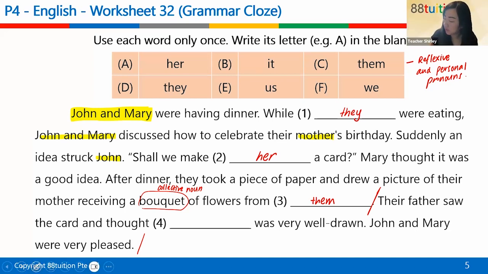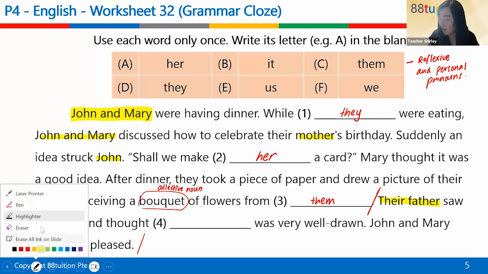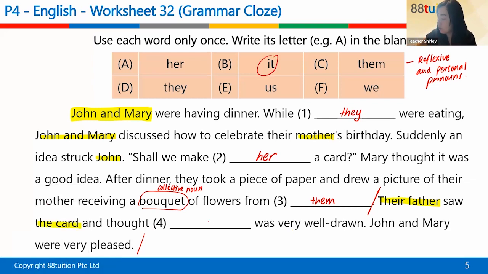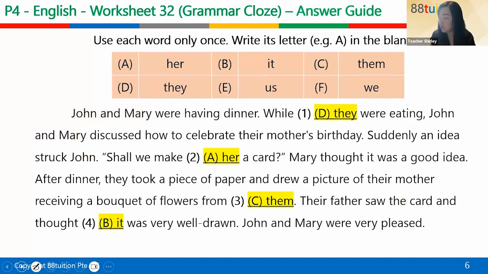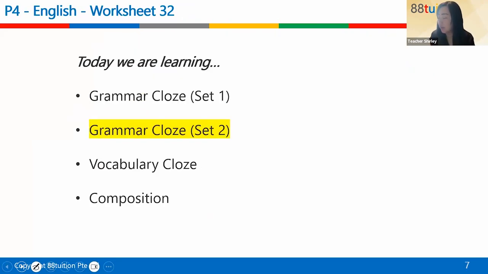Very good. Thank you, Anisha. Okay, same thing. There are two noun phrases. One of them is the card. One of them is their father. So this pronoun, is it replacing the card? Is it the card was very well drawn, or is it their father was very well drawn? So obviously it's the card, right? So therefore, it has to be the pronoun it. So it was very well drawn. John and Mary were very pleased. Yeah, good. Okay. So these are the answers. I think you all did a good job on this. Pronouns should not be an issue by now. Okay, we're going to look at the next one.